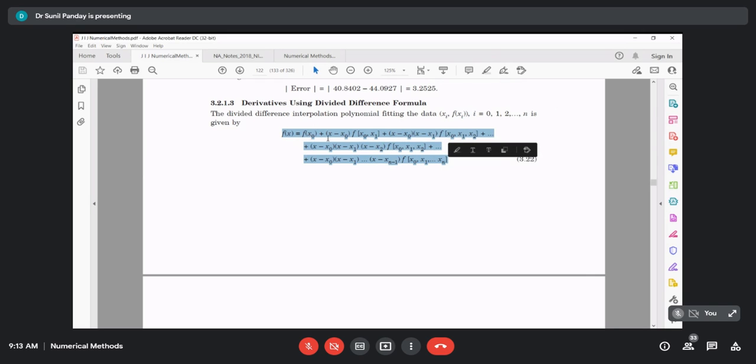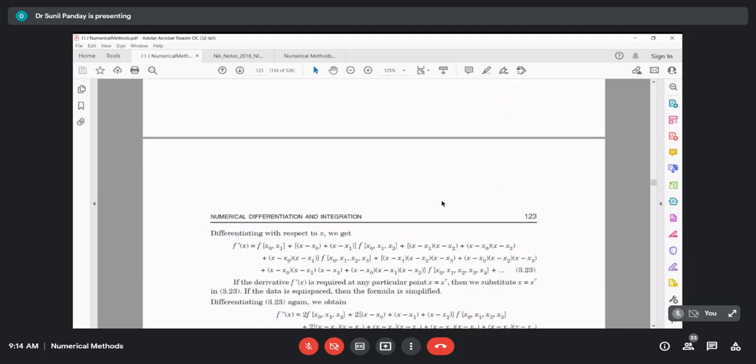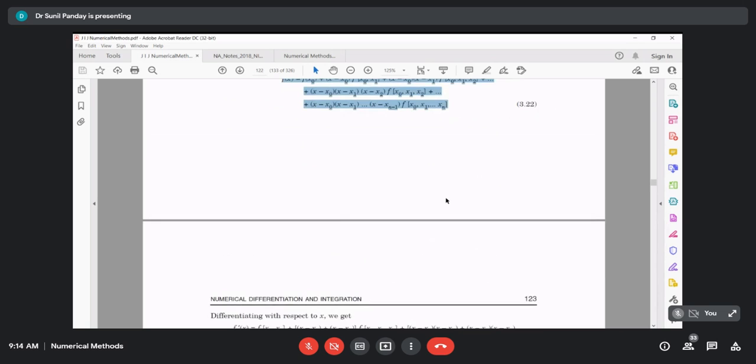So it is f of x naught, plus x minus x naught times the first order divided difference between x1 and x naught, plus x minus x naught, x minus x1 times the second order divided difference between x naught, x1, x2, like this. So to calculate the derivative, we differentiate this equation 3.22. After differentiation, we will get this.